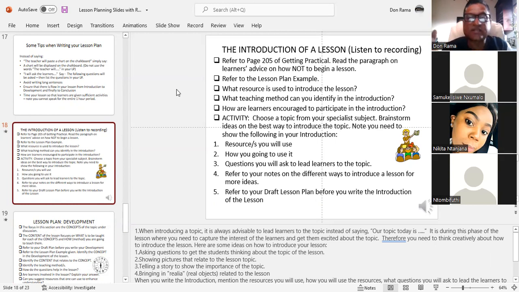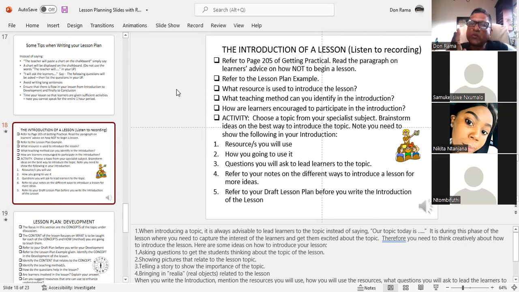If you do not have the textbook, what this page said was, learners do not like it when a teacher walks into the classroom and says, good morning, class. Today our topic is, and they start writing the topic on the board, right? What we need to do is to create an introduction. We must create what we call a dynamic introduction. We must lead the learners to the topic.